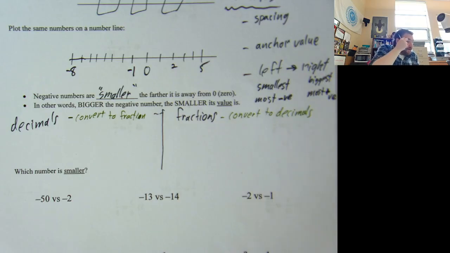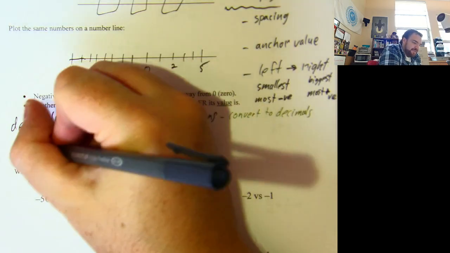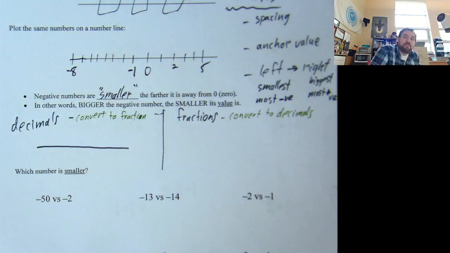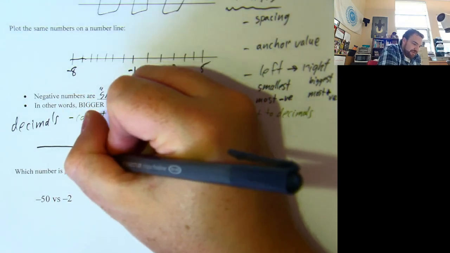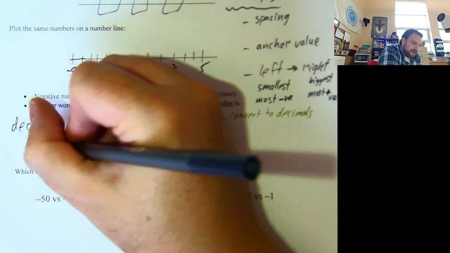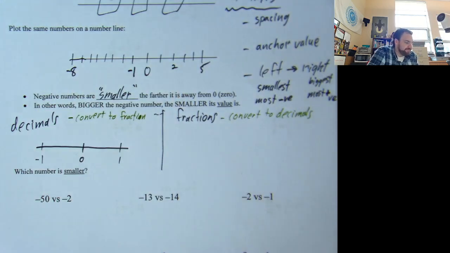If I had, let's talk about decimals here. Draw me a number line with the decimals. Boom, boom, boom. Let's throw a 0 down in the middle. Let's talk about a 1 over there, and we'll put a negative 1 over there. Here's a number for you: 0.2. Where would you place 0.2 on that number line? After the 0.